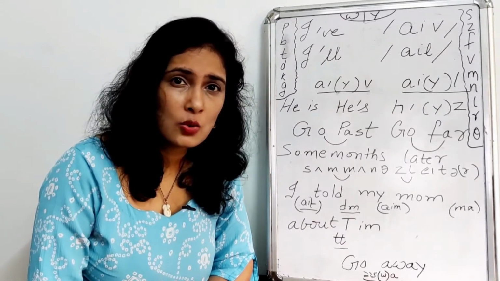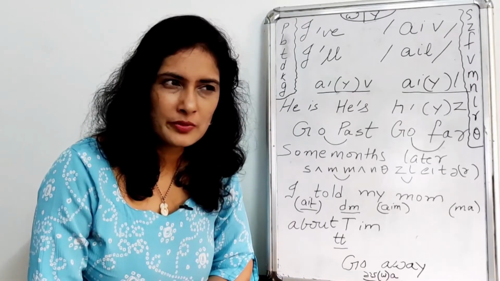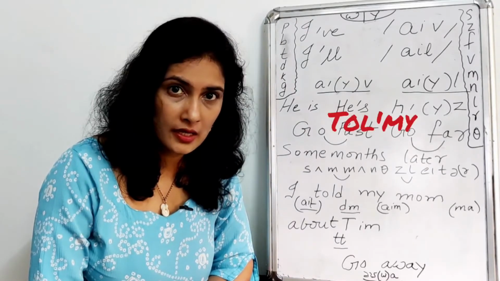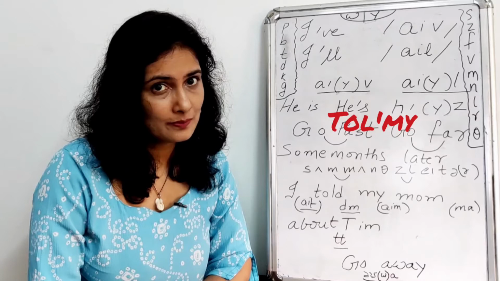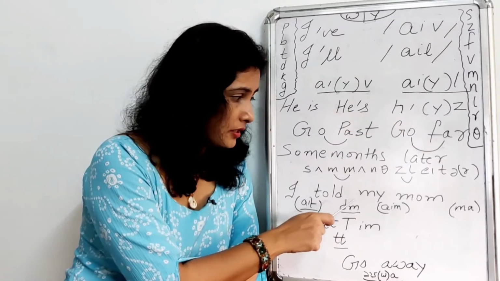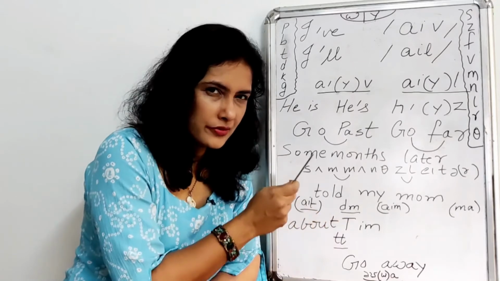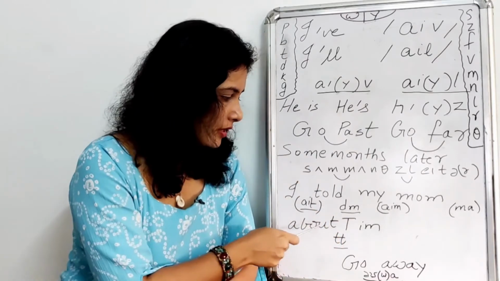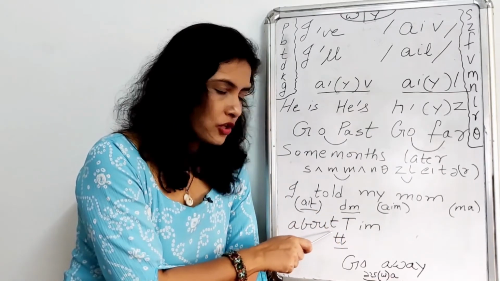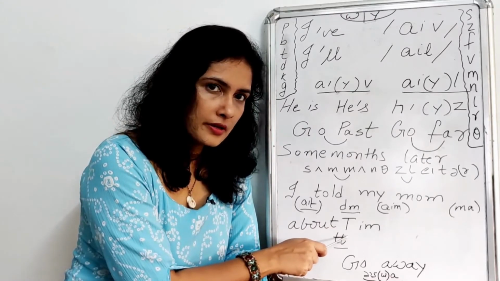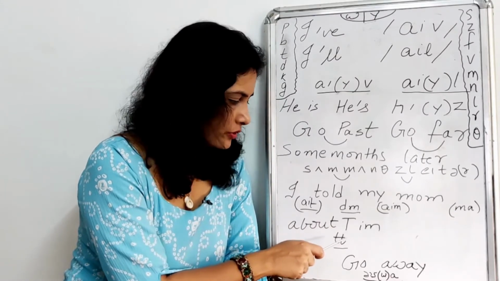Told my, told my. You're not totally pronouncing the D sound, told my, but you're pronouncing the second sound. Here the stop consonant is followed by a continuous consonant. So we just hold the D and pronounce the M sound there. In this case, the stop consonant is followed by another stop consonant. So what do we do?